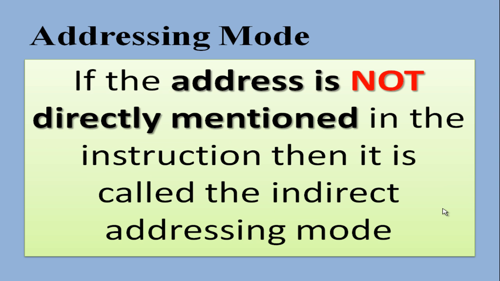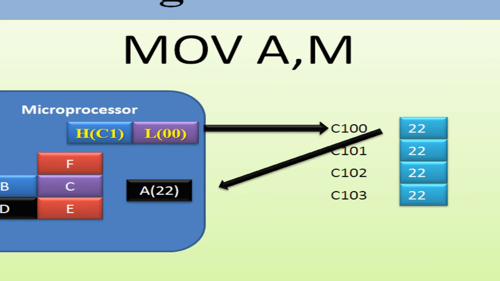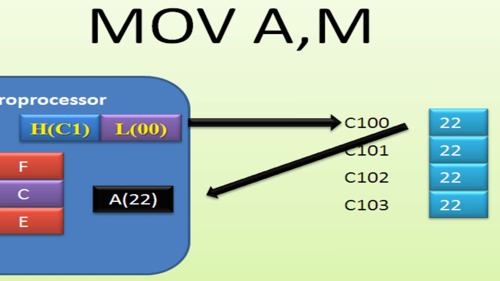Contrary to this, if the address is not directly mentioned in the instruction, then it is called the indirect addressing mode. Say for example, we talk about MOV A, M. Move the content of memory to A. Which content? The content of memory whose address is pointed by HL pair. The HL register acts as a pointer to the memory and the data from memory is brought into register A.